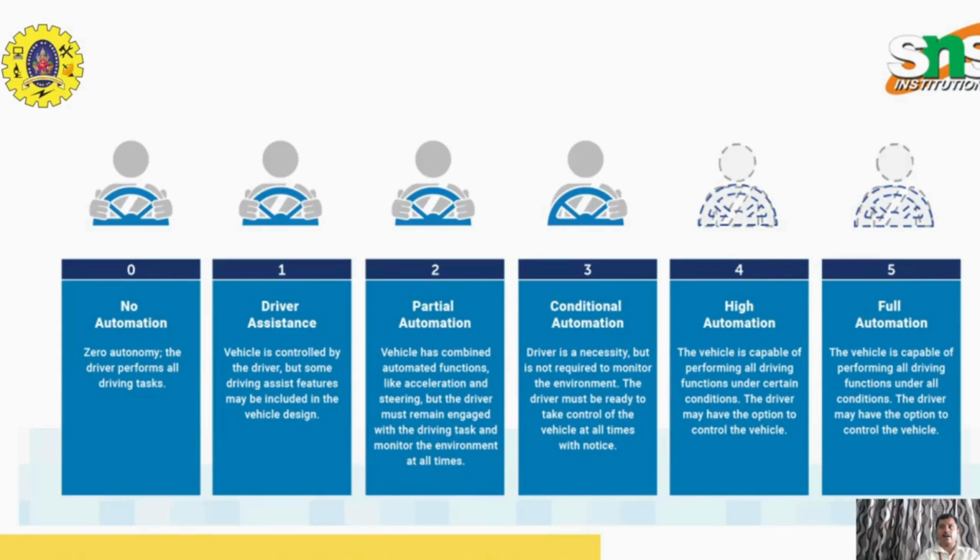So in zeroth level, first level, second level, third level, the driver is primarily required. Whereas in the high automation level and full automation level, the driver is not required. Only a passenger is sufficient to travel in the vehicle.